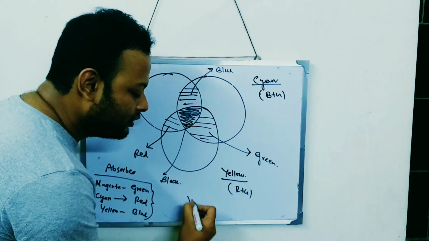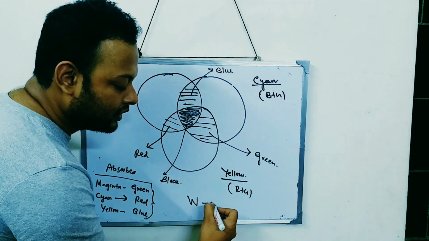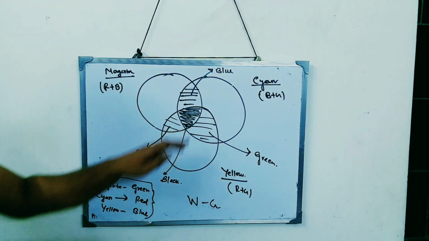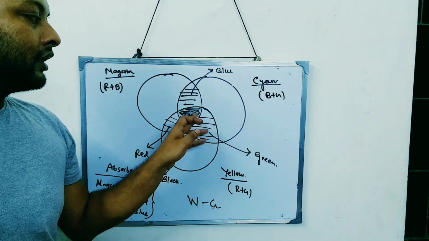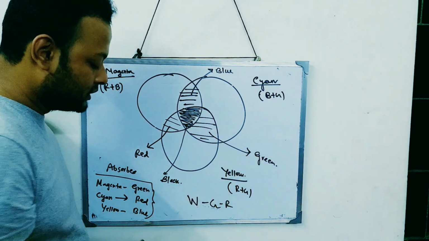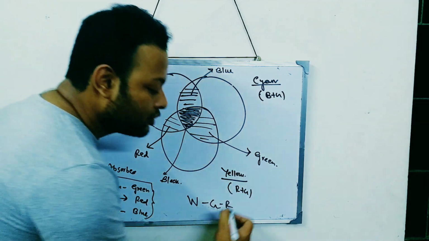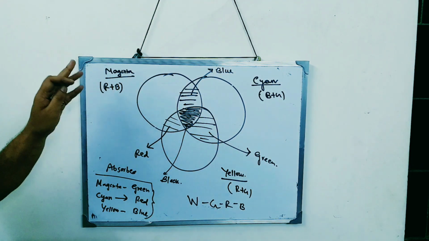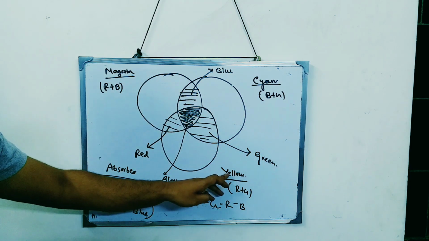So what color am I giving? White color, white light I'm giving. Magenta says I will absorb the green color. So from the white you subtract the green because magenta will absorb the green color from this part. Cyan, on the other hand, says I will absorb the red color. So from the white, you also subtract the red. And yellow will say I will subtract the blue color. So from this you subtract the blue also.